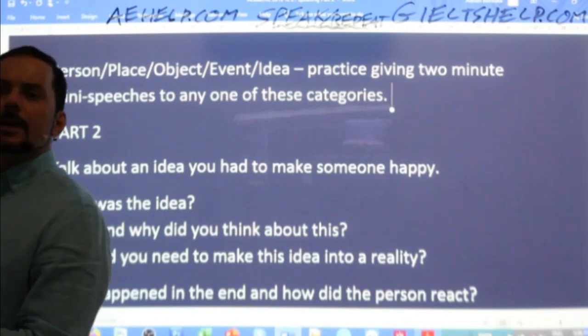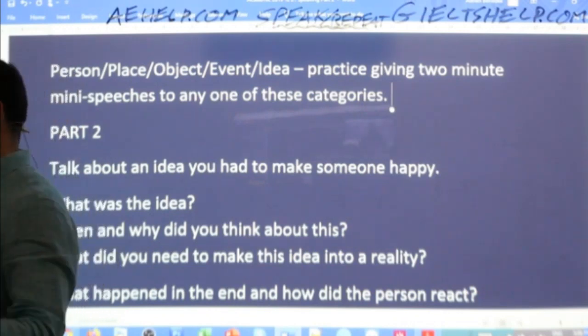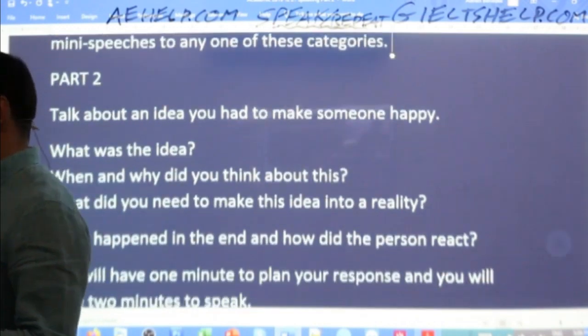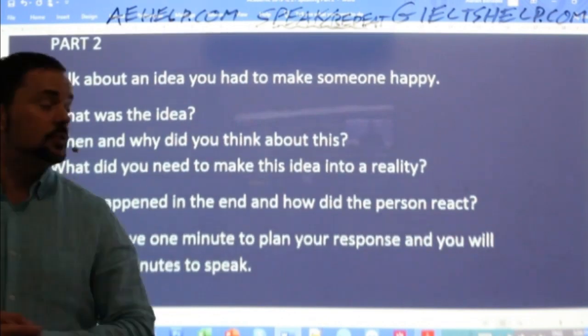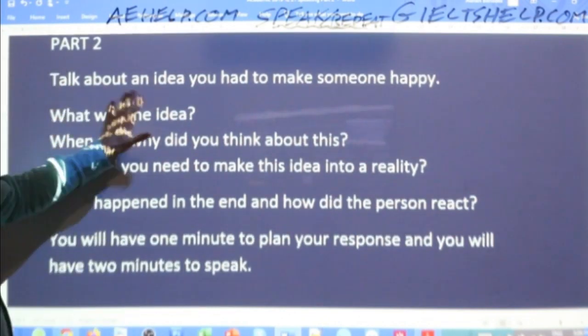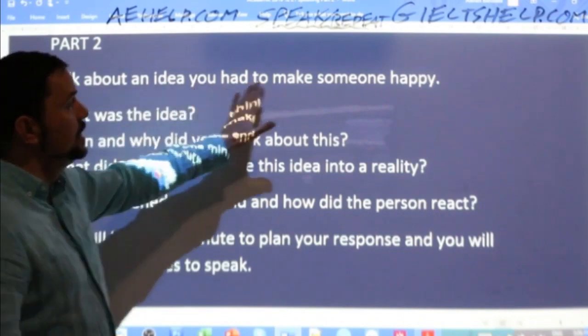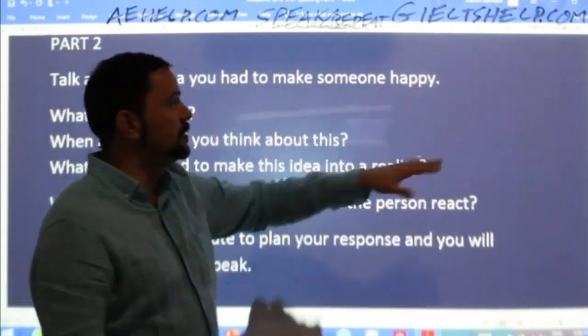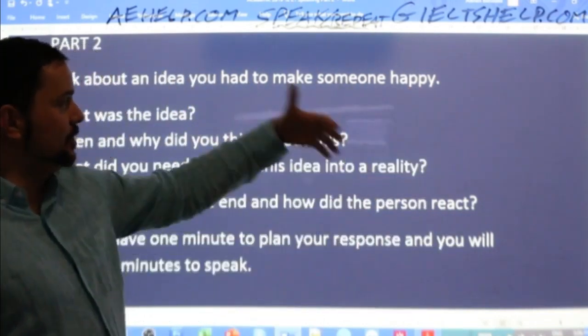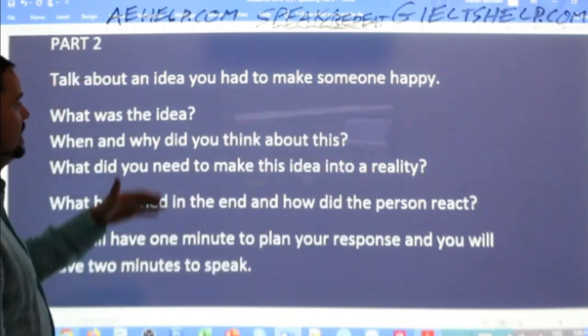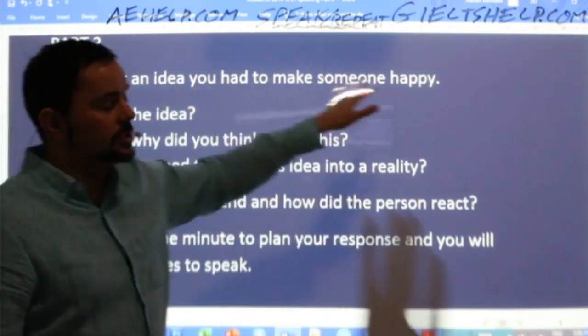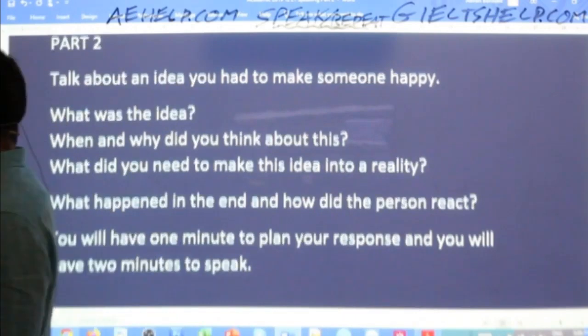Now, Hikmatillo says the next step, students, should be to read the topic sentence twice carefully. So, talk about an idea you had to make someone happy. So not an idea someone else had to make you happy, but an idea that you had to make someone happy. Okay, so that's clear.